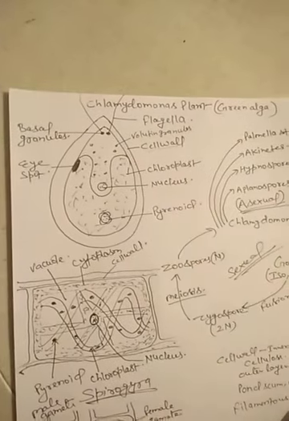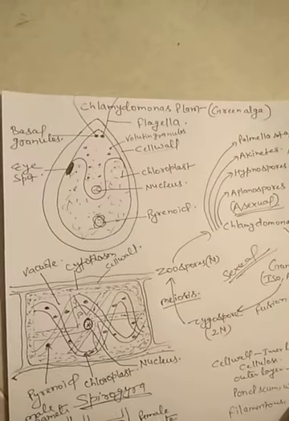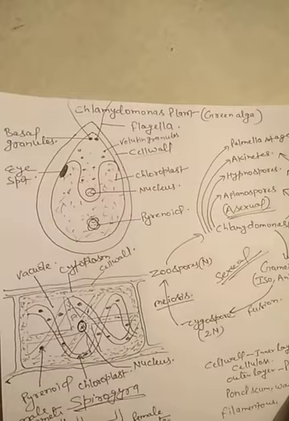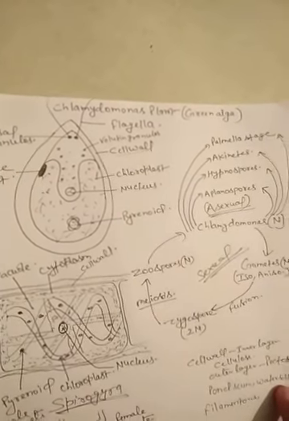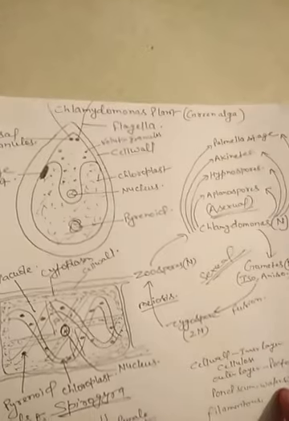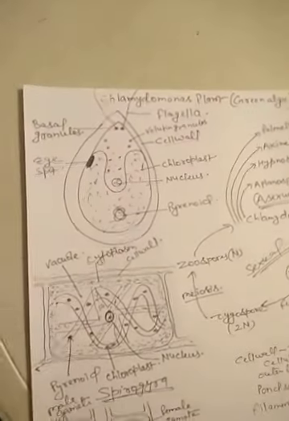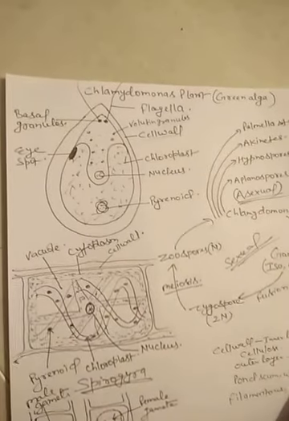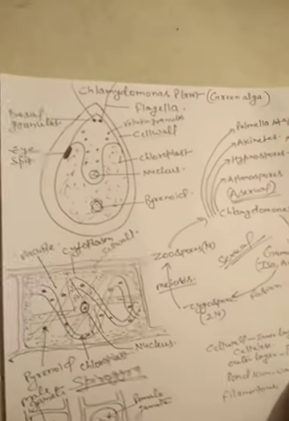The inner layer consists of cellulose, while the outer layer consists of pectose. Okay? Outer layer and inner layer. So the inner layer is made up of cellulose and the outer layer is made up of pectose. Inside the cell wall is the protoplast, surrounded by the plasma membrane.